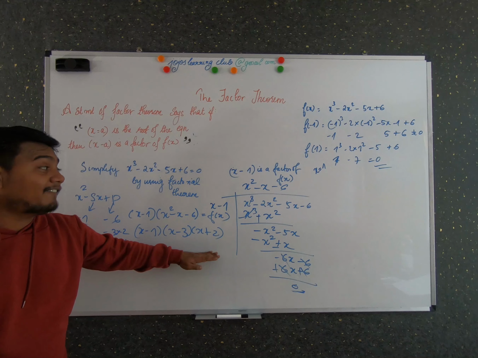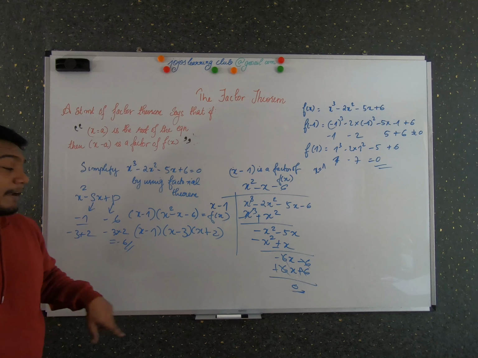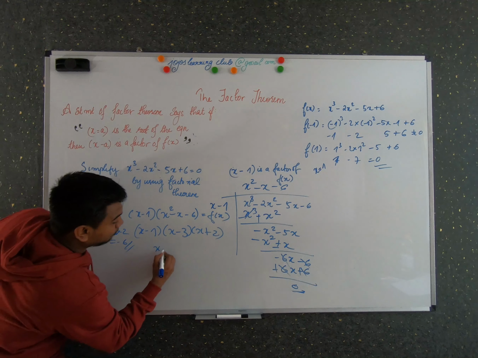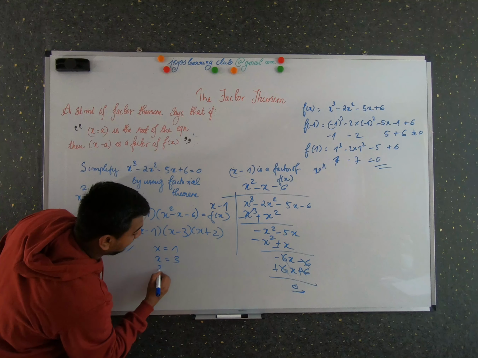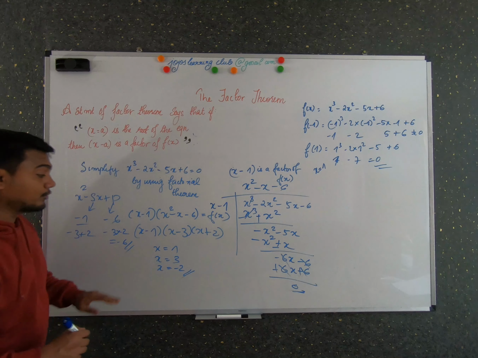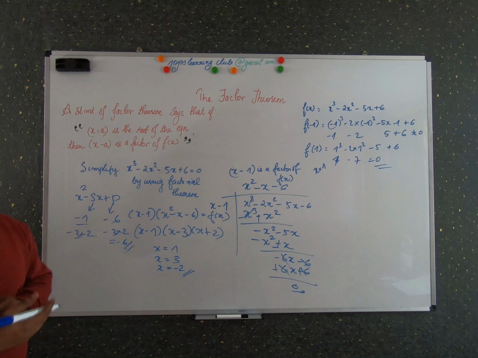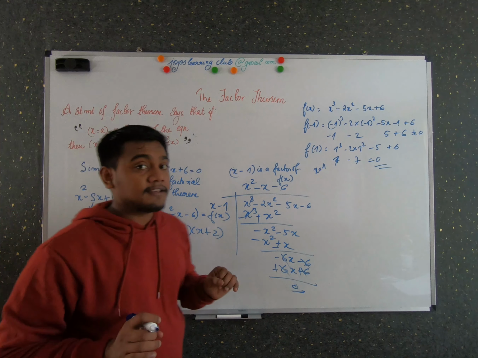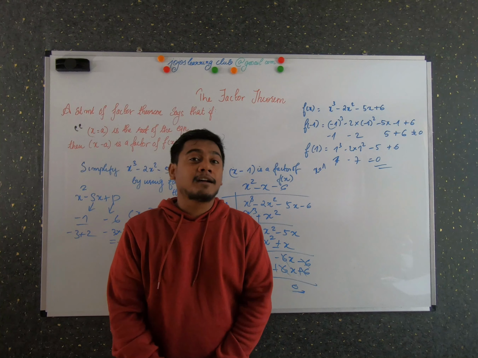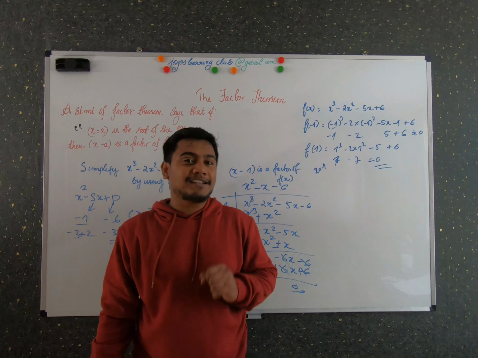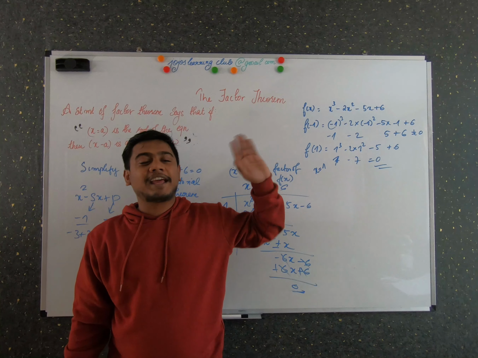So these are the factors for this polynomial expression, and what are the roots? x equal to 1, x equal to 3, and x equal to minus 2. So these are the roots of this cubic expression. I hope with this it's clear, and my next topic would be on the remainder theorem. So let's see you over there. Bye bye.